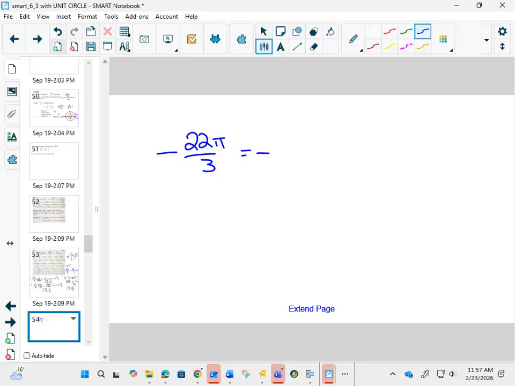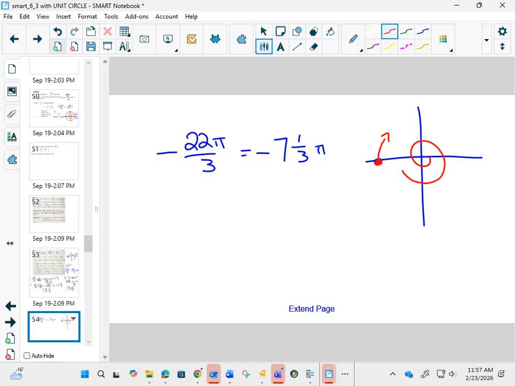How many 3's go into 22? 7. You'd be left with a third. It's negative 7 and 1/3 pi. So the negative 7 tells you here, right? Because it's an odd number. The negative means you're going in this direction. So now the 1/3 more has to keep going in that direction. It's less than half, so it has to end in quadrant 2.